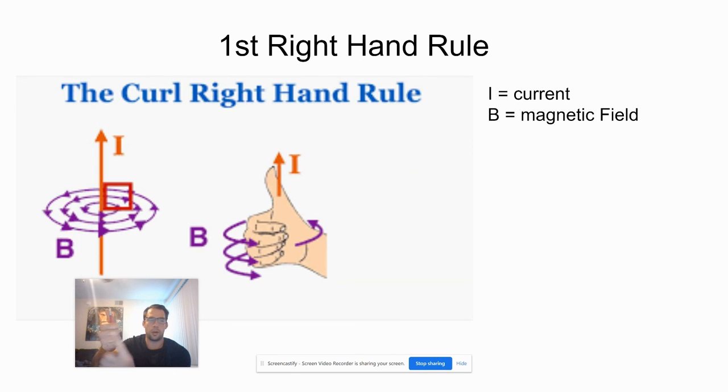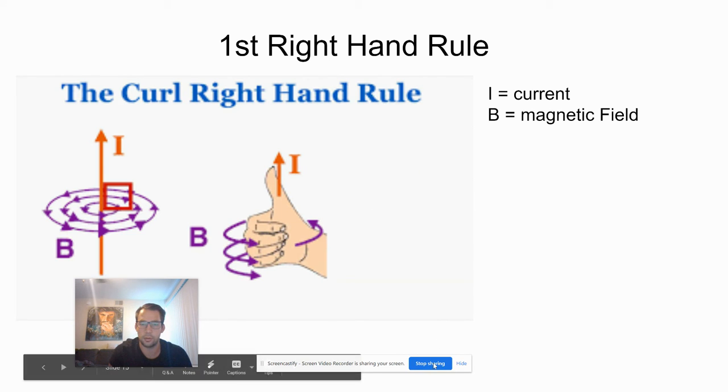And the way my fingers wrap around the wire, that's the direction of my magnetic field. And my magnetic field is going to be represented by a capital B. So here I can see it's wrapping around counterclockwise. Okay, we're going to come back to this.